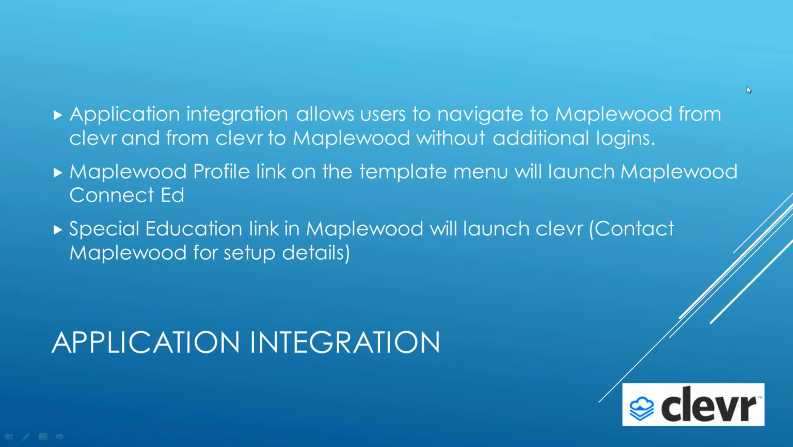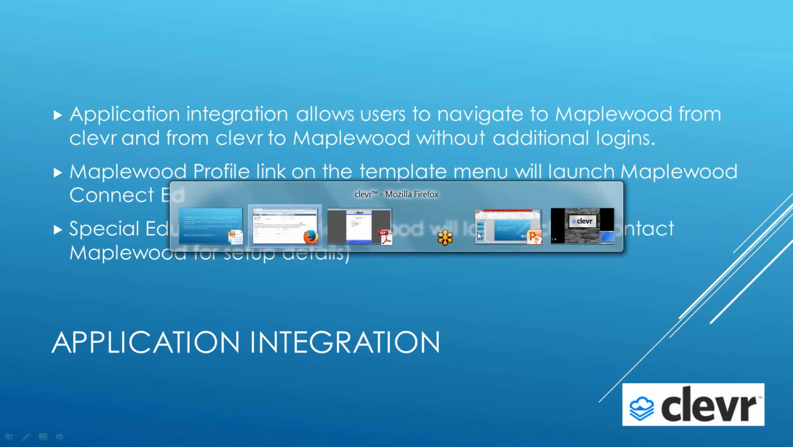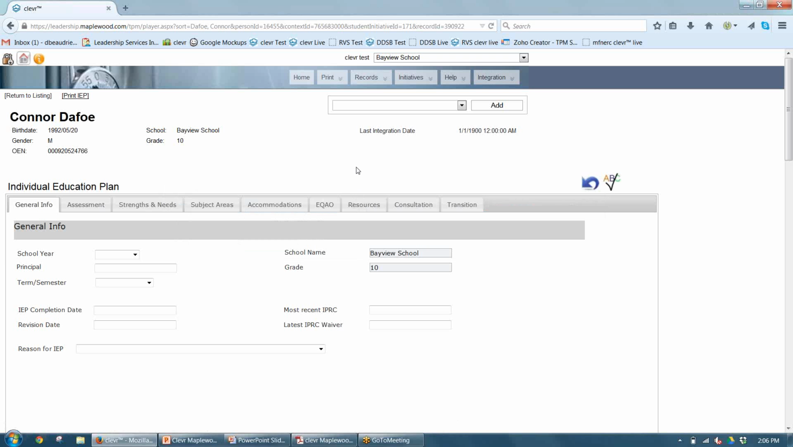For all of these, I'm just going to go through each one of them and show you within clevr where they are relevant. So for scheduled integration, in a student record, we have what we call the student banner along the top here. These items, so birth date, gender, the ministry number, the school, and the grade, those are all updated within the scheduled integration.